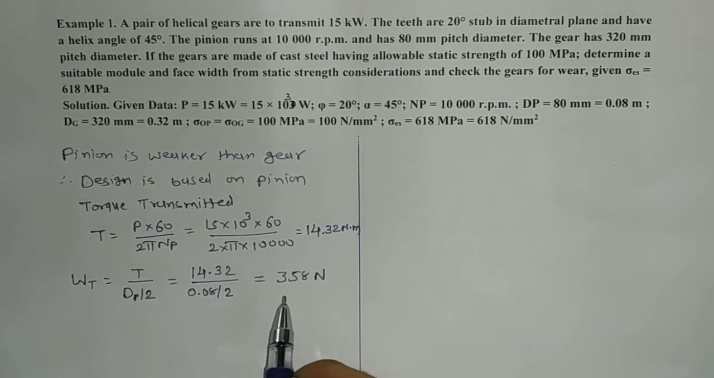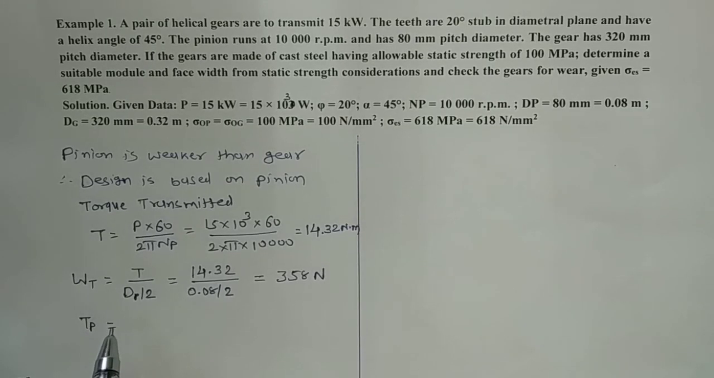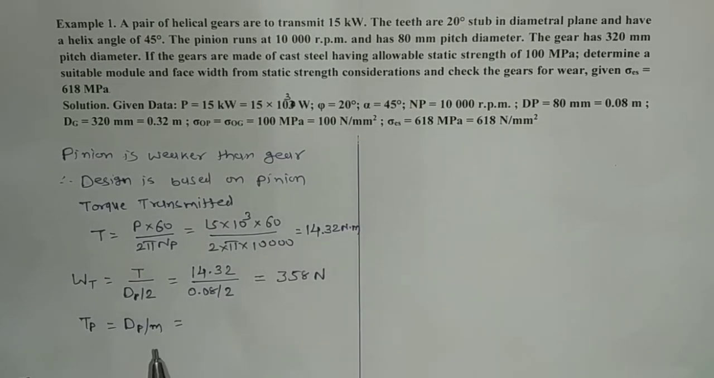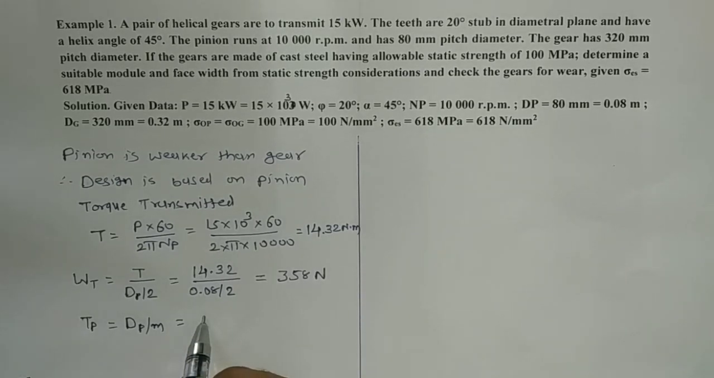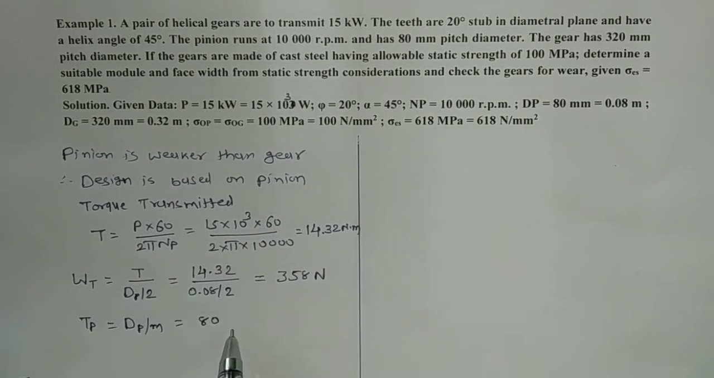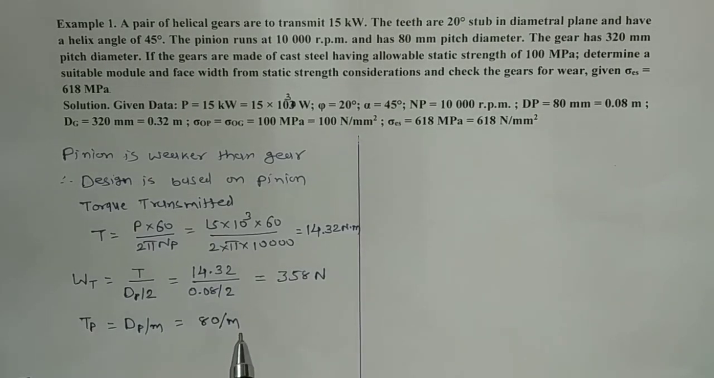Now number of teeth on pinion, TP. We know that module is equal to the ratio of pitch circle diameter to number of teeth. So we can say the number of teeth on pinion is equal to dP by m. Pitch circle diameter of pinion is 80 mm, so number of teeth on pinion is 80 by m.